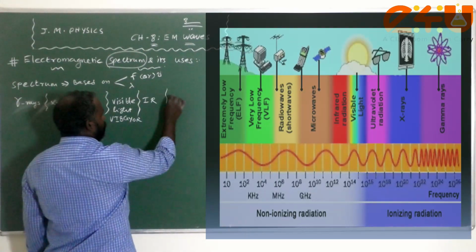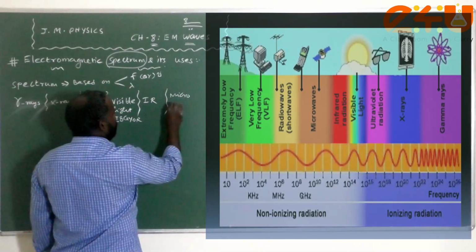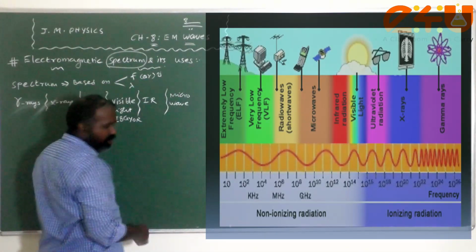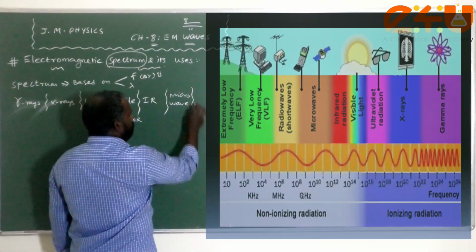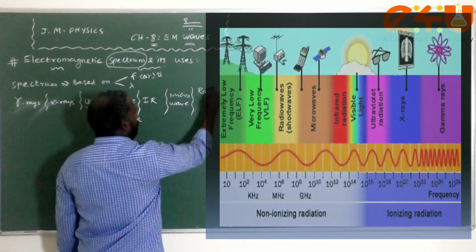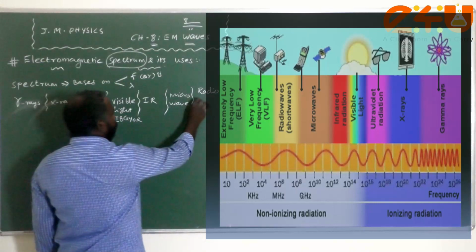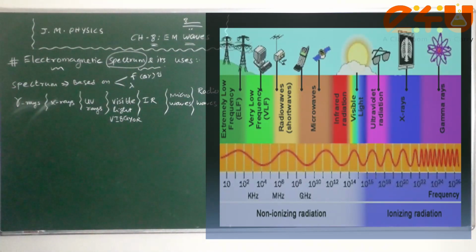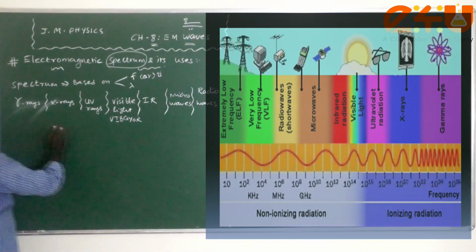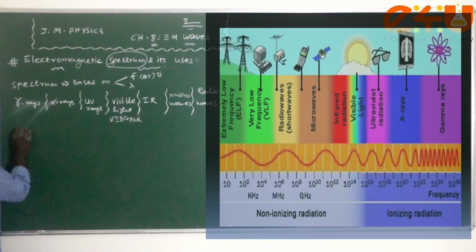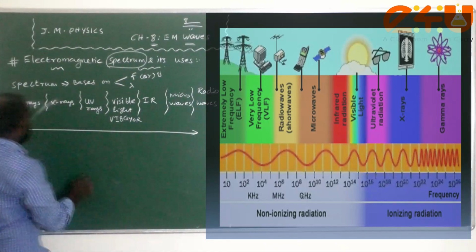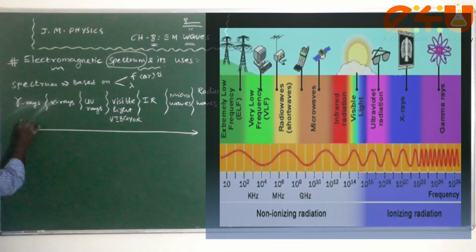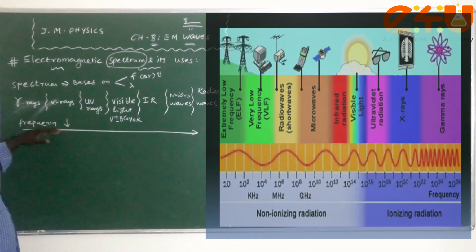The next is microwaves. The last one is radio waves. Now please see that as we go from gamma rays to radio waves, the frequency decreases. Frequency will decrease. That means the descending order.